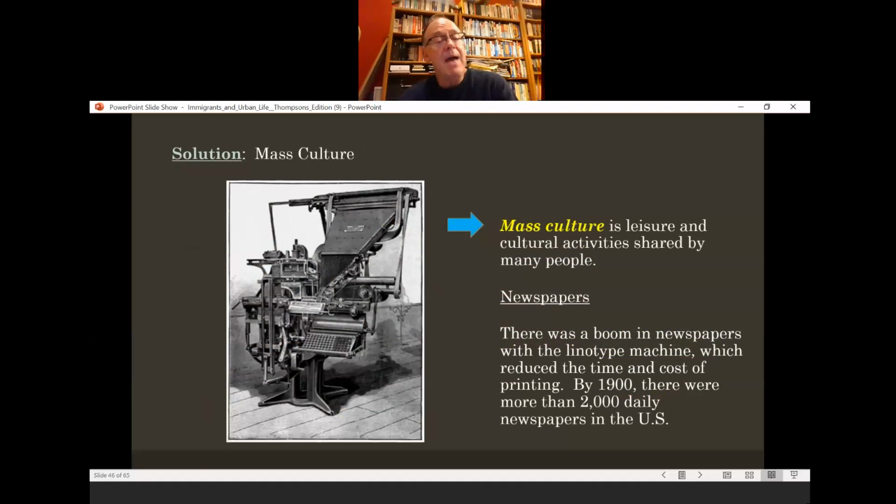They came up with mass culture. That means things that many people can enjoy at the same time. Newspapers had been around for a long time, but they hadn't been able to be mass produced until the linotype machine. It reduced the time and cost of printing, and suddenly there were over 2,000 newspapers in the United States.